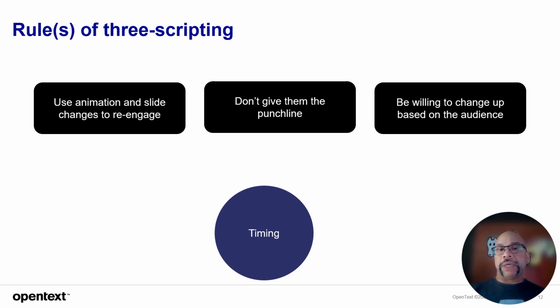So we use the animations and the slides to designate the timing of things. I like to use the delay on the timing and have them come up automatically. And that way, if I thought it through right, I'm going to end up coming up with the right cadence, and everything's going to work well. The next one that's really important is don't give them the punchline.